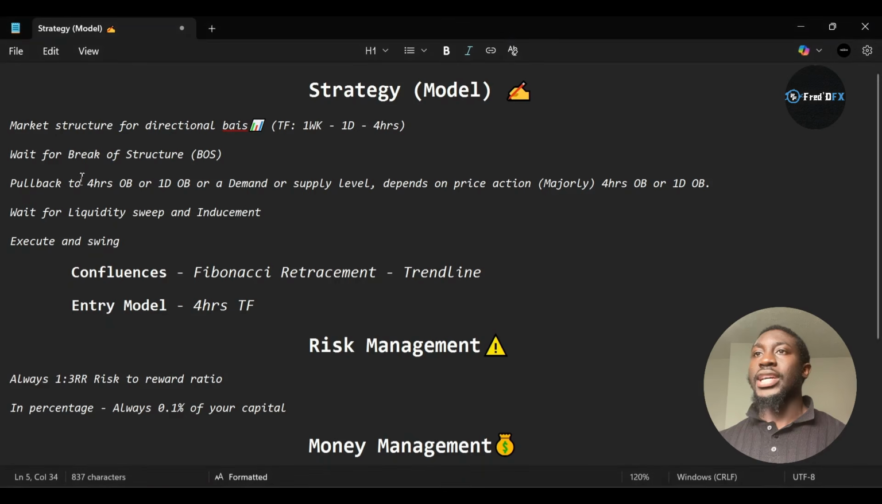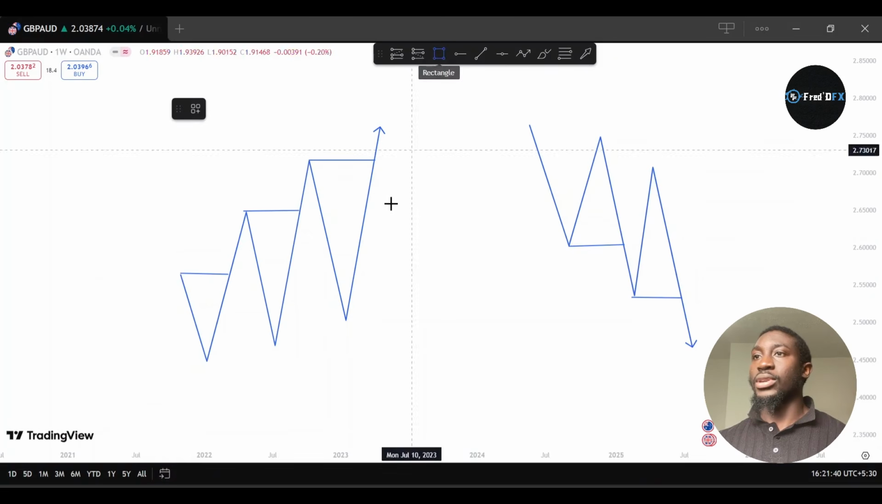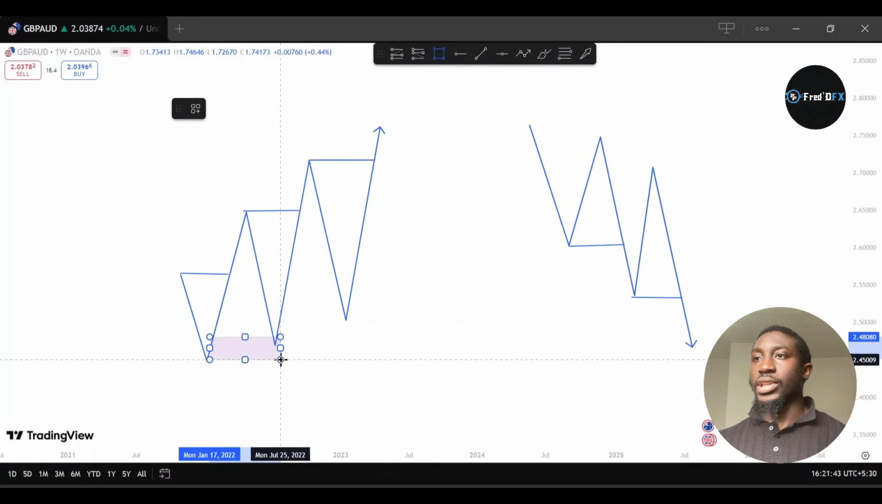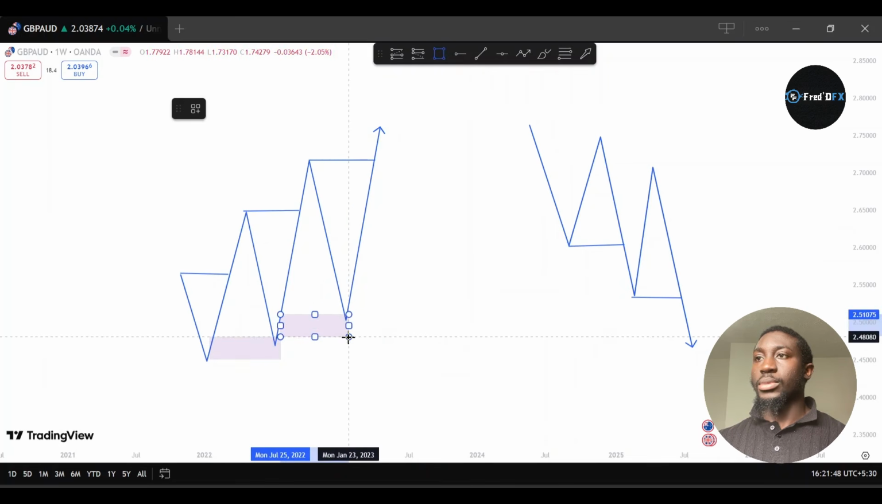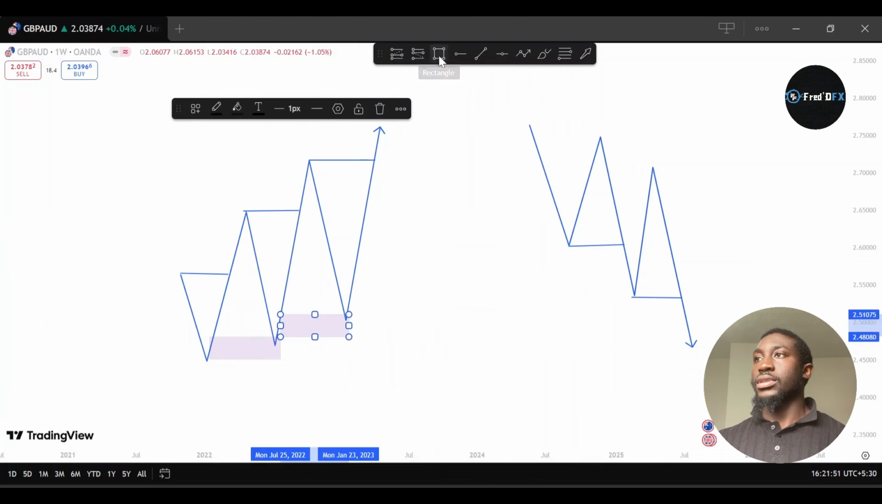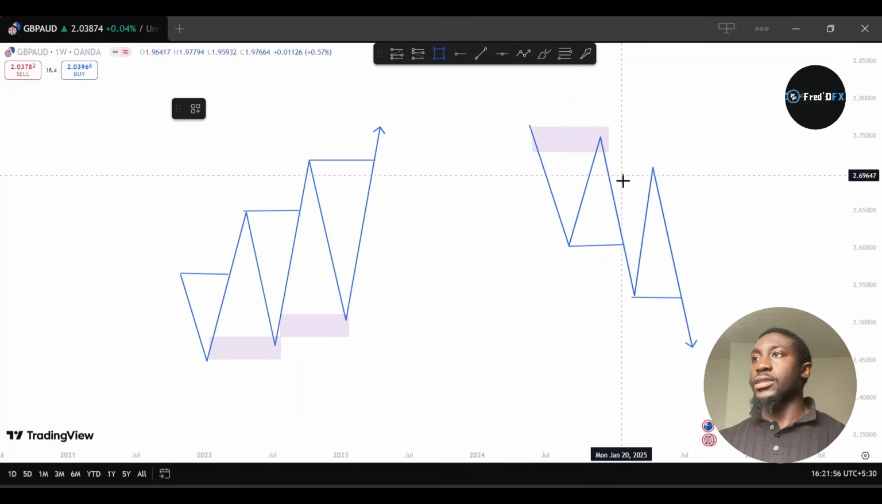Now your third step is to pull back to a 4 hours order block or 1 daily order block, or a demand or supply level, depending on price action. I'm going to show you, but majorly it's the 4 hours order block and 1 daily order block. After your break of structure, expect a pullback down to your 4 hours order block. Where is your 4 hours order block? Around this area. These are your order blocks, and this is also your order block area.